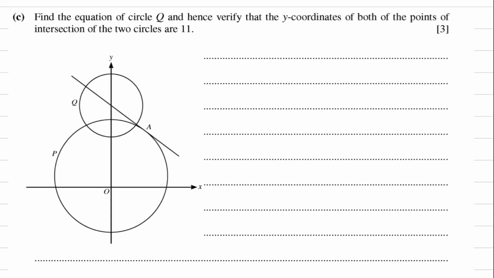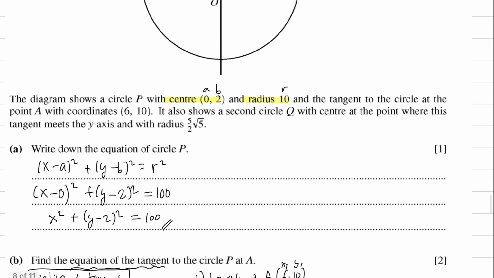Now, I copy the picture here so you can solve part C together. Find the equation of circle Q and hence verify that the y coordinates of both the points of intersection of the two circles are 11. So, first things first, we need to find the equation of the circle Q. Because we know that we only have one piece of information on Q.